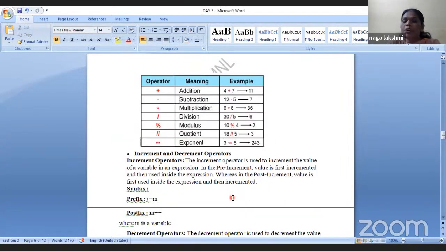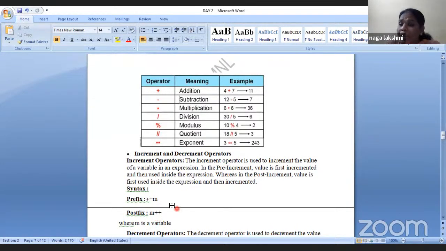Okay, so next one is increment and decrement operators. Please try to understand here. This is a very, very important topic. The same increment or decrement operator we are going to use again in for loops. Increment means, as I told, by default it increments by 1. Decrement means by default by 1 value it is going to decrease.